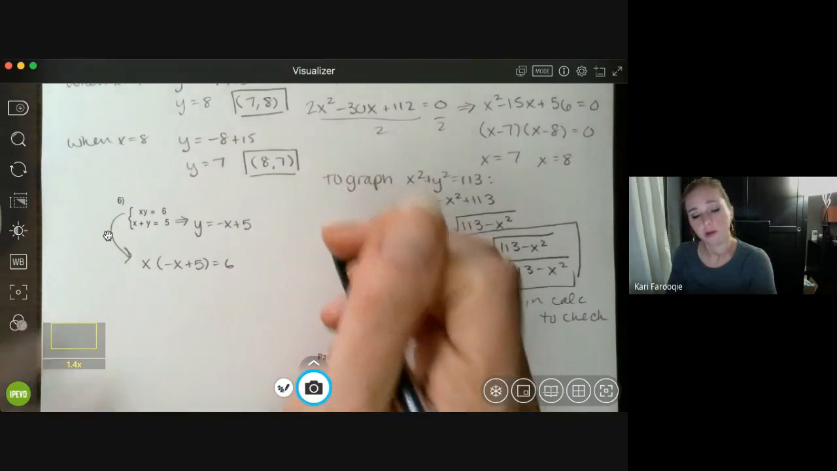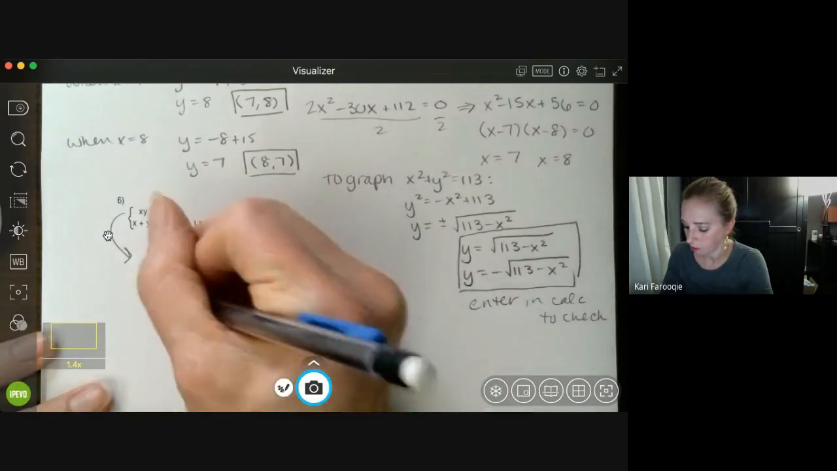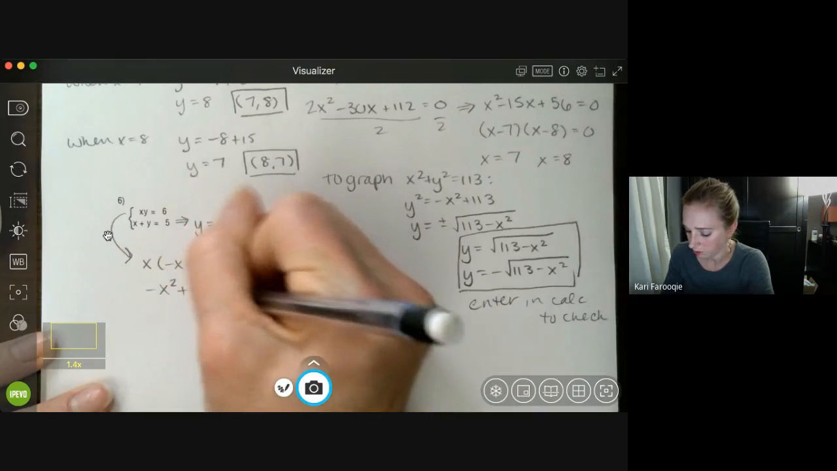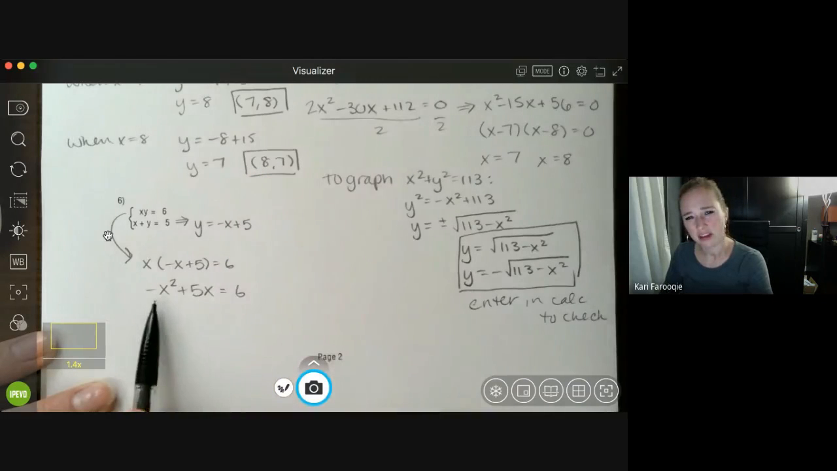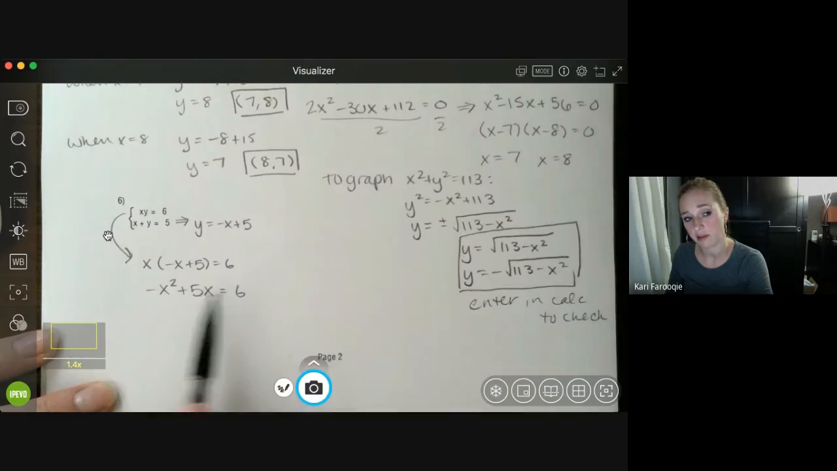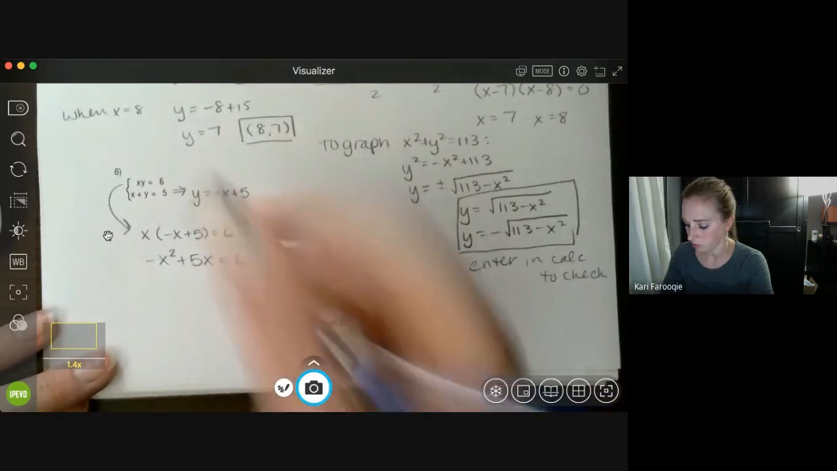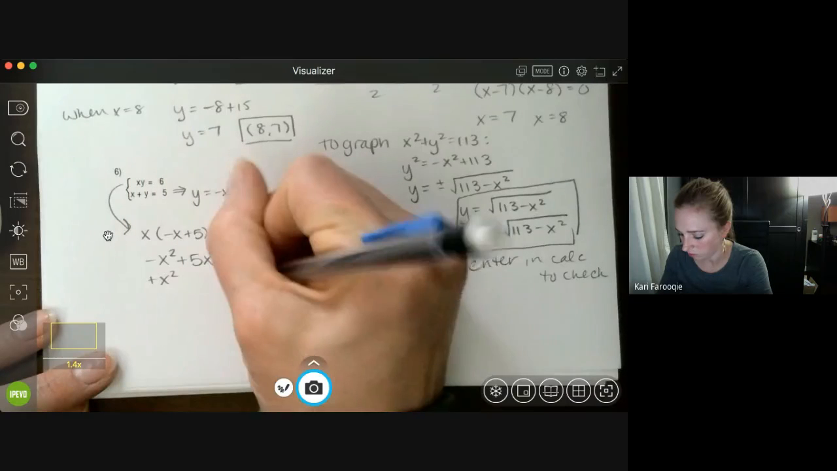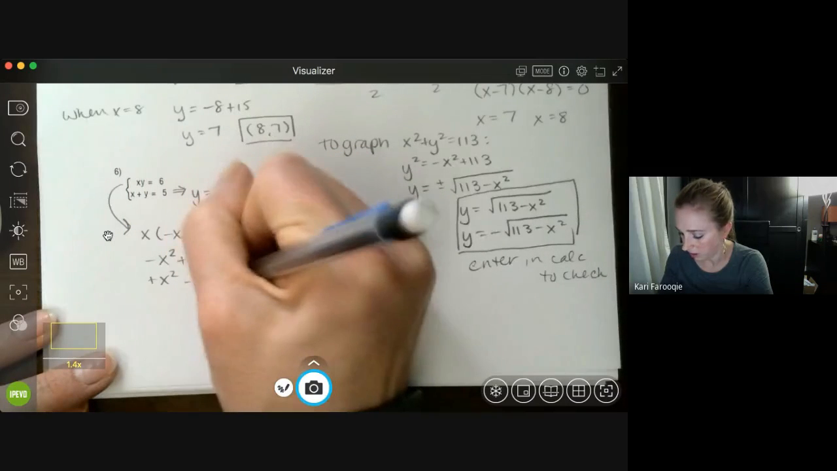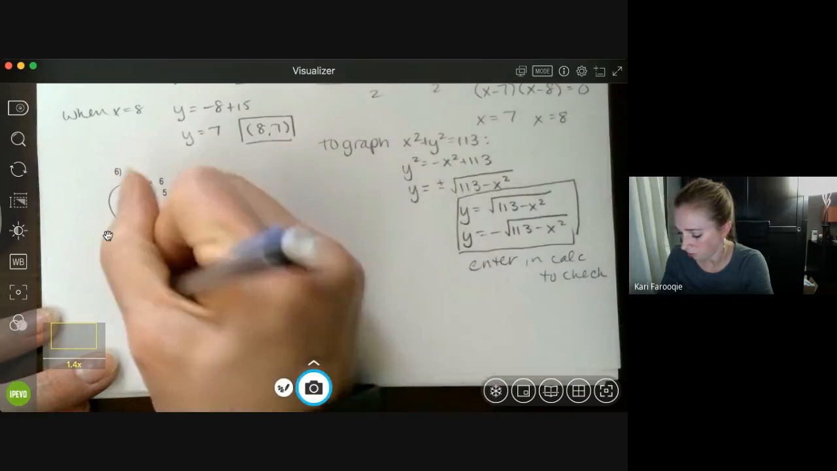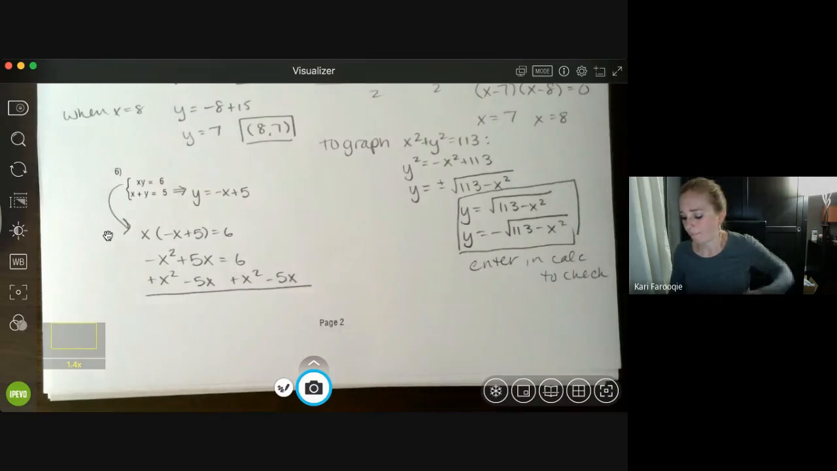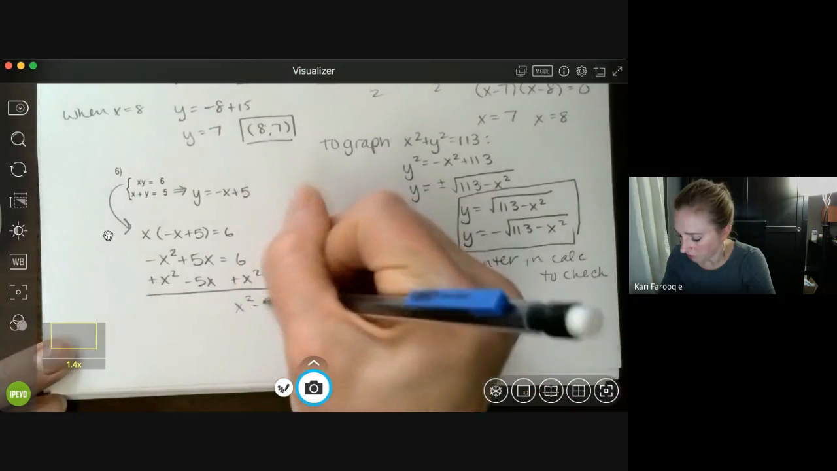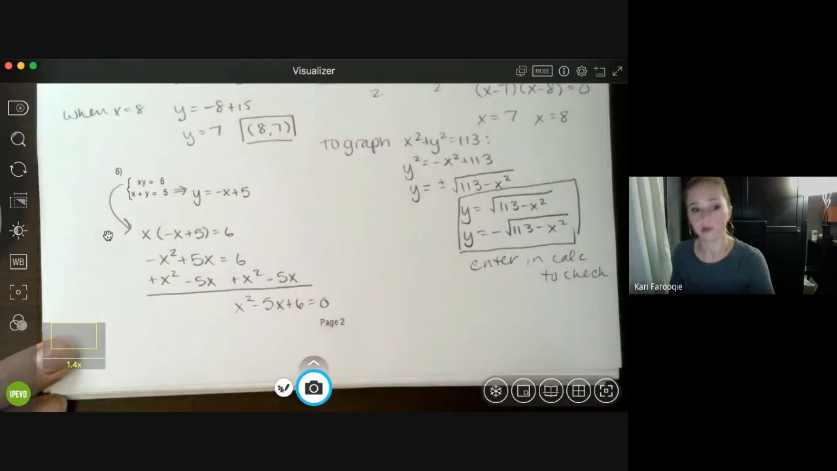For a quadratic equation, we need to make sure that we have one side set equal to 0. So we have negative x squared plus 5x. And if I were you, because you have a negative x squared, I'd probably make that positive and bring these two left side terms over to the right. You don't have to, but I think that would be an easier way to do this. So I'm going to add x squared to both sides and subtract 5x from both sides. And I will end up with x squared minus 5x plus 6 equals 0.